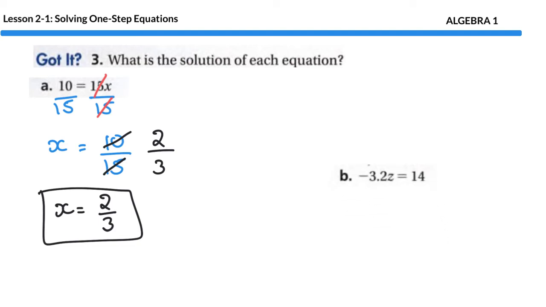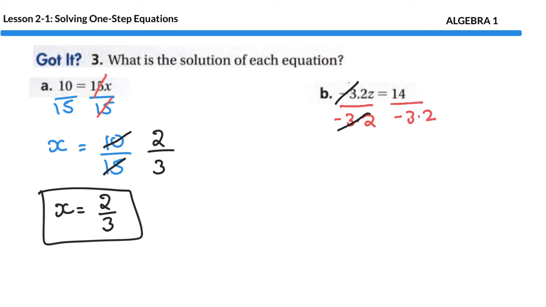Great. Let's try this. Minus 3.2 times z is equal to 14. So what will I remove? I will remove negative 3.2. How will I remove it? Because it's multiplied with z, I will divide by negative 3.2 on both sides of the equal sign. So we are left with z is equal to 14 divided by negative 3.2.